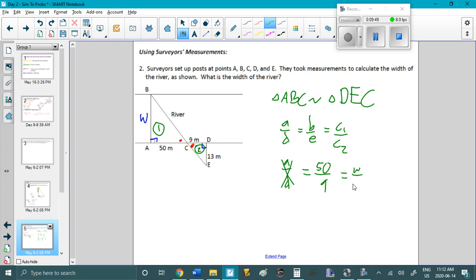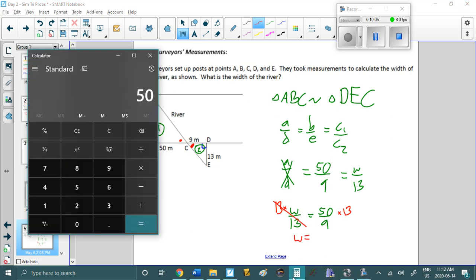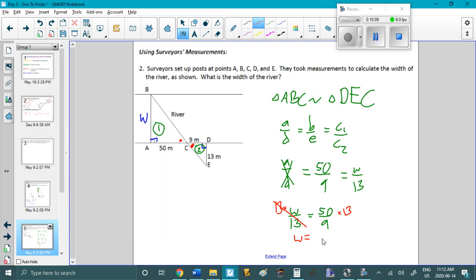And C2 is 13. So all that's left now, I'm going to write the W on the other side, just so it's a little easier to look at. We multiply by 13 on top. And we get 50 times 13 divided by 9. Approximately 72.2 meters across the river.